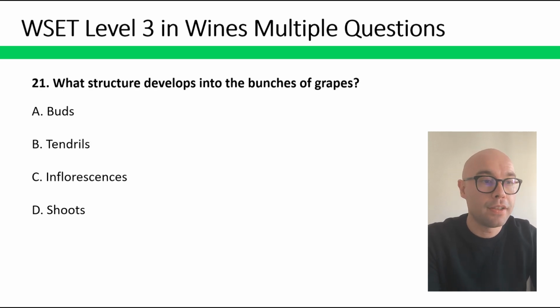What structure develops into bunches of grapes? Buds, tendrils, inflorescences, and shoots. The correct answer, we already talked about this, inflorescences.